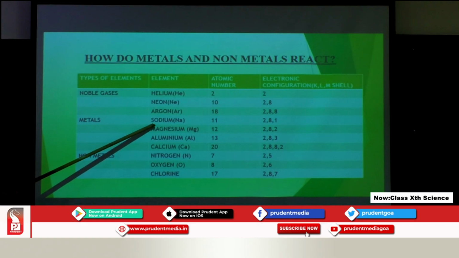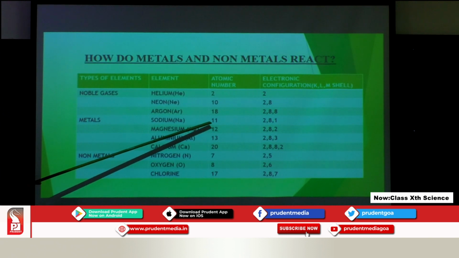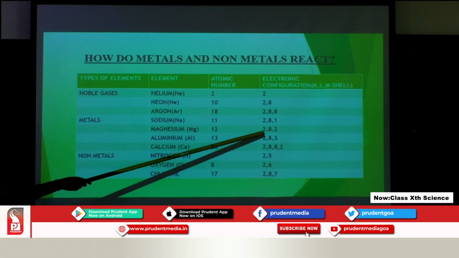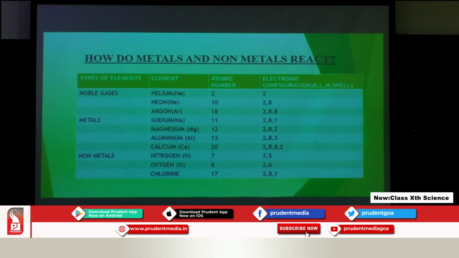Now, next is sodium. Atomic number is 11, configuration 2, 8, 1. 1 means what? 1 is the number of electrons present in the last M shell, or the valence shell. In the case of magnesium, we have 2, 8, 2. 2 electrons are placed in the last shell. Aluminium has 3 and calcium again 2 electrons. In the case of non-metals, 2, 5. So, there are 5 electrons in the outermost shell. Oxygen has 6 and chlorine 7 electrons.